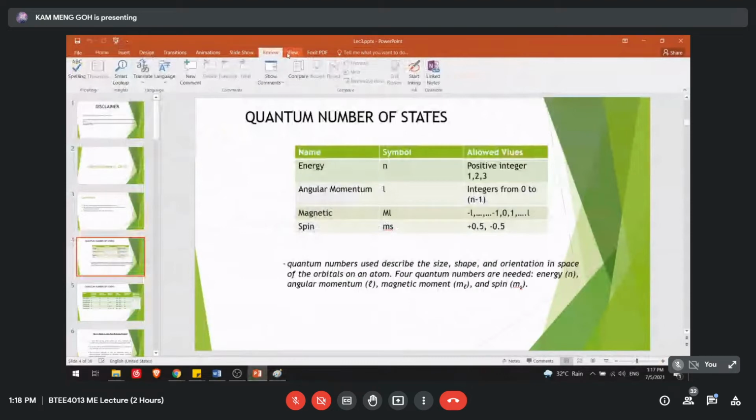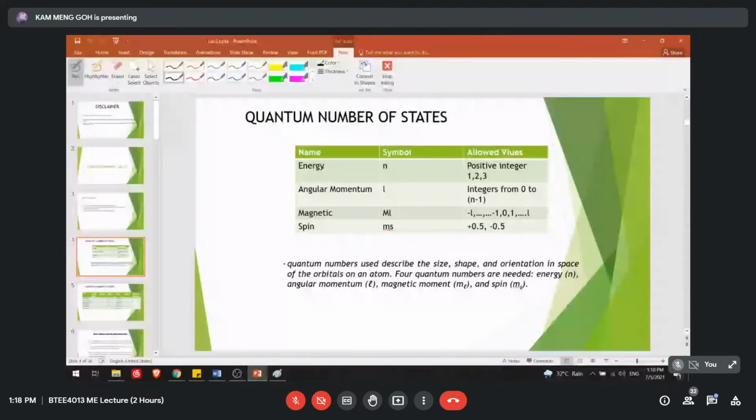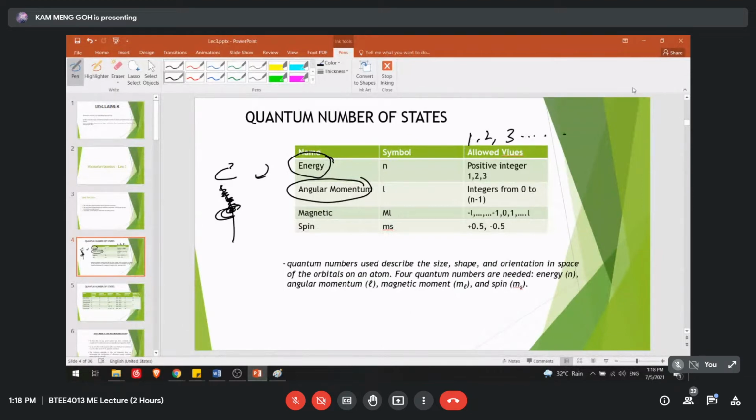The first one, energy. Then angular momentum. When the electron is moving here, it must have some momentum. Then the magnetic moment, and also the spin. The spin, like I said just now, is whenever it is spinning, either in this direction or in the other direction. This energy we tend to measure as an integer: energy level 1, energy level 2, energy level 3, and so on.